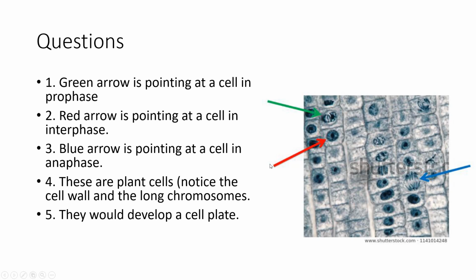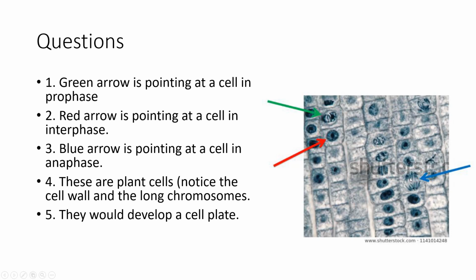The red arrow is pointing to a cell that's in interphase. You can see the nuclear envelope. You can see a nucleolus inside of there, but you can't really see the DNA. Here's another interphase, interphase, interphase. Again, most of the cells that are in this picture are going to be in interphase.